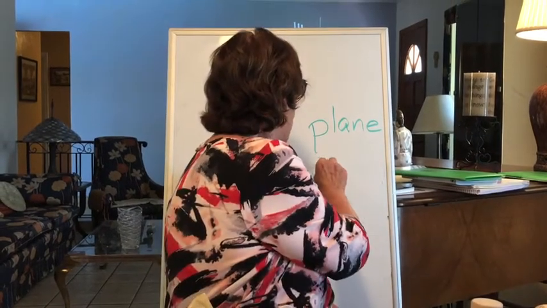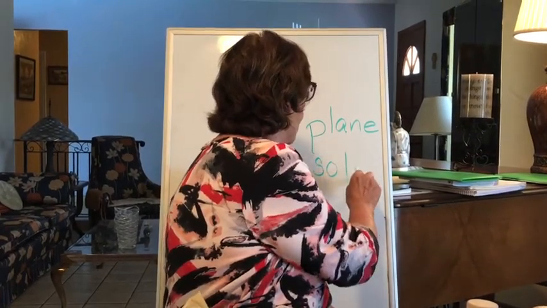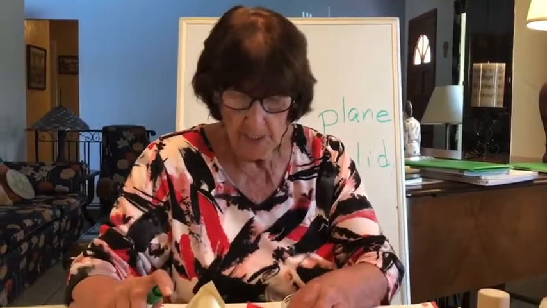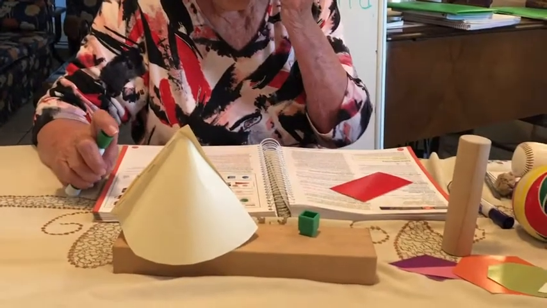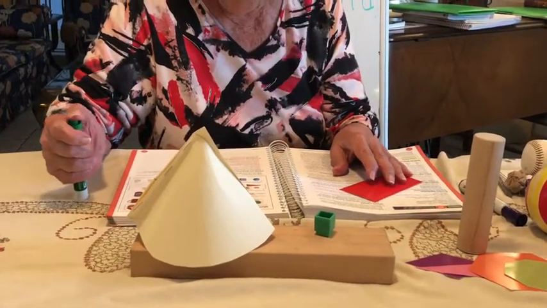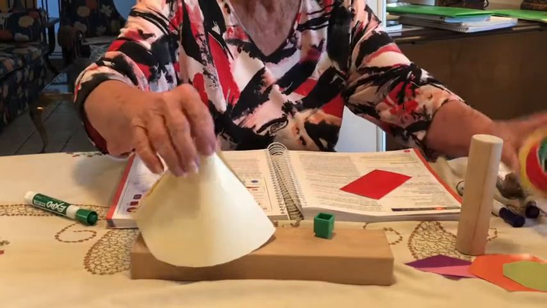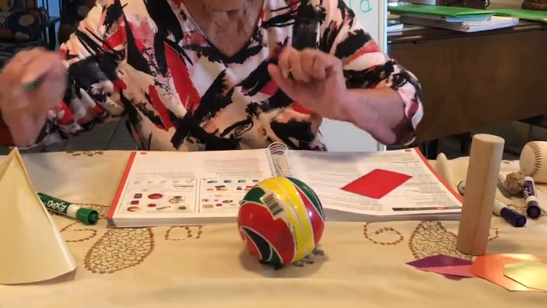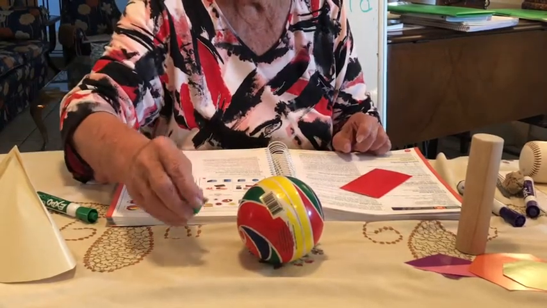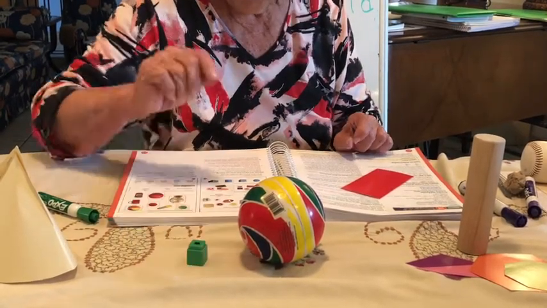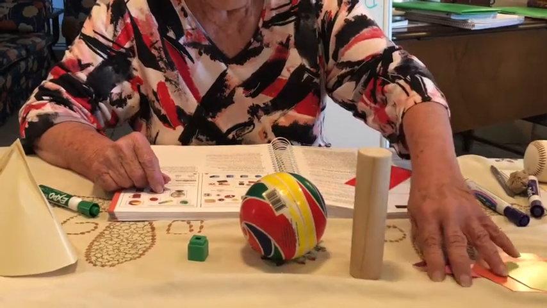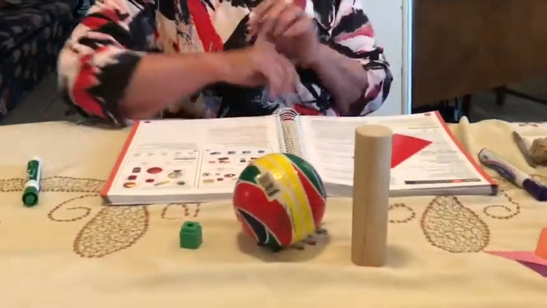All right, the rest are solid. Okay, now let's look at another combination. Okay, now we have a sphere. This is our sphere. Let's put our cube, and let's put our cylinder. Okay. Which one doesn't belong?